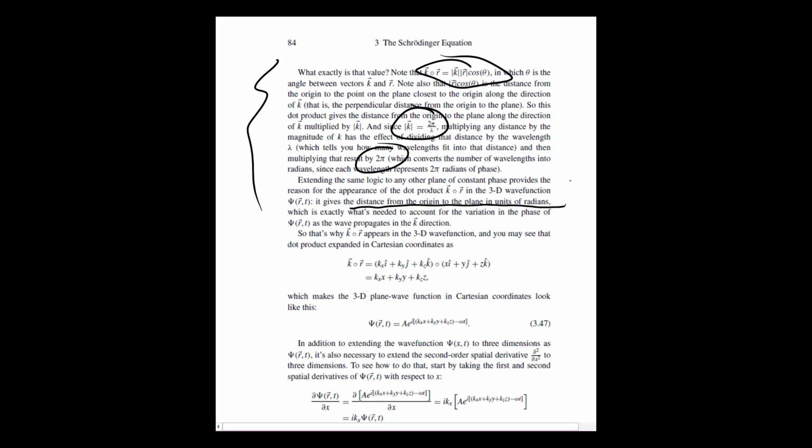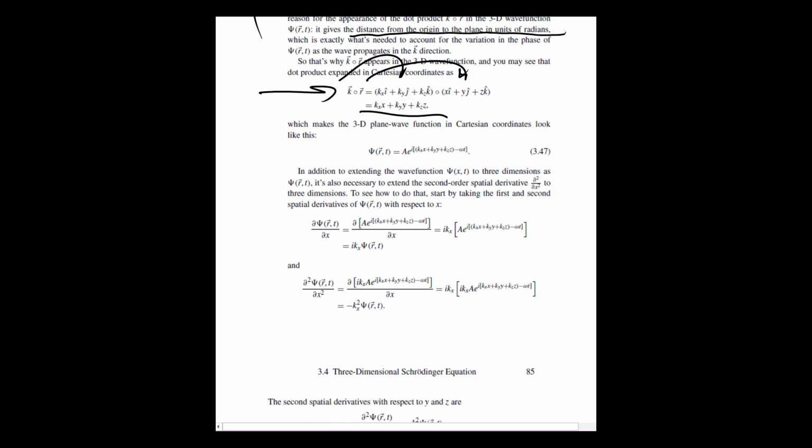In other words, it gives you the phase variation that that wave will experience in propagating from the origin to that plane. If you want to write out what k dot r is, you can put in the components of k and the components of r, do that dot product, and there's the result. Plugging that in gives this expression for psi of r and t, and that's what our three-dimensional wave equation is going to involve.